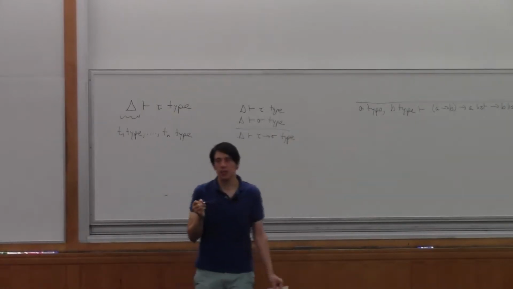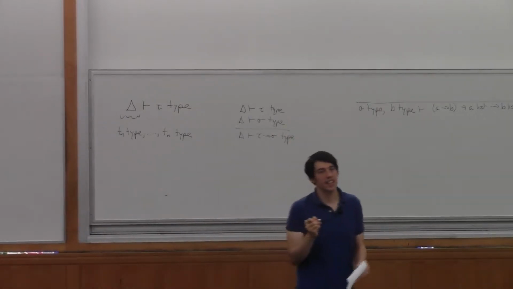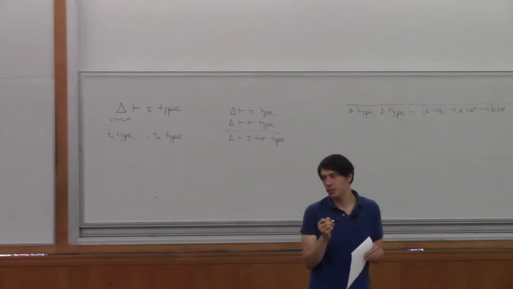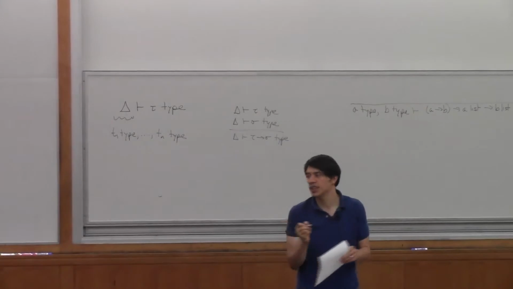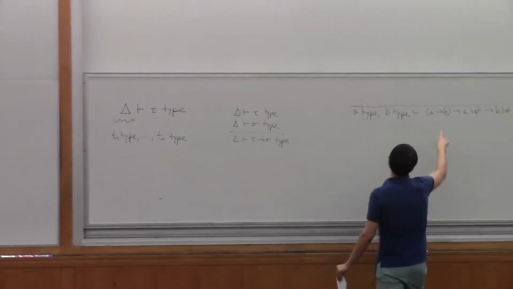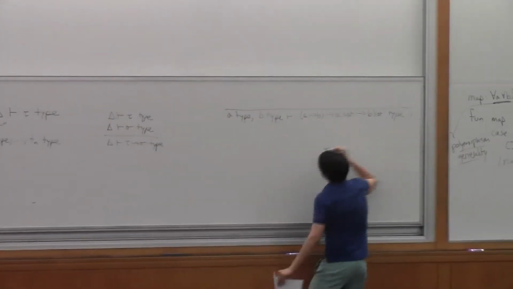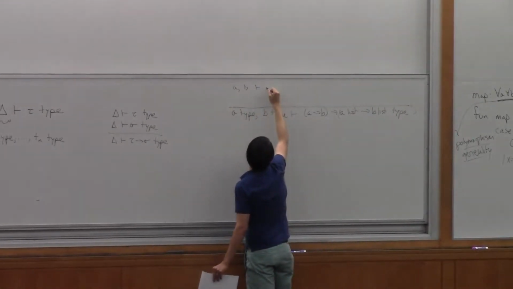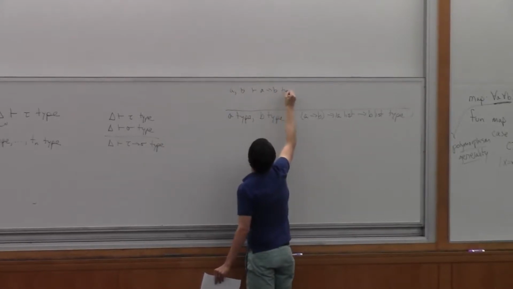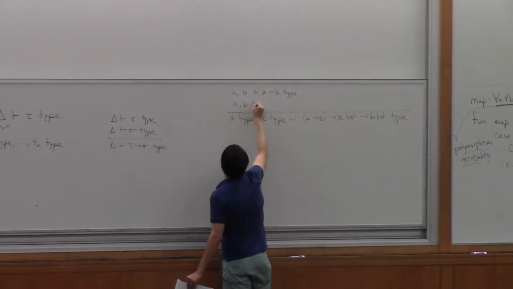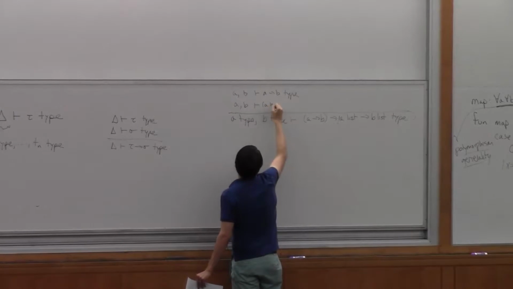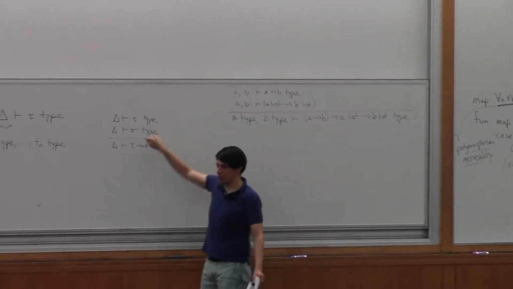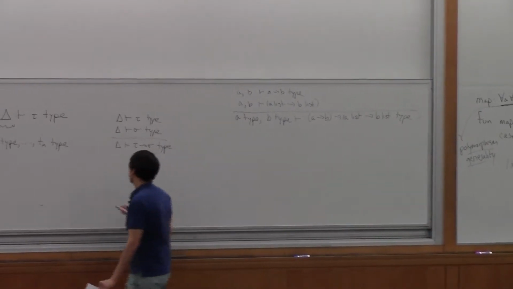So to make a type depending on some variables, I can take two types that depend on those variables, put an arrow in between them, and then I've got a new type that depends on those variables. For example, to show that this is a type, it suffices to show that with variables a, b, I have a arrow b being a type, and that with variables a, b, I have a list arrow b list is a type. Okay, so there's a bunch of rules that just sort of go structurally over the type.